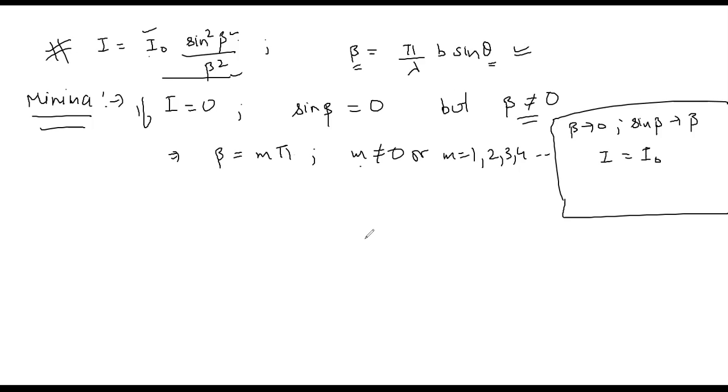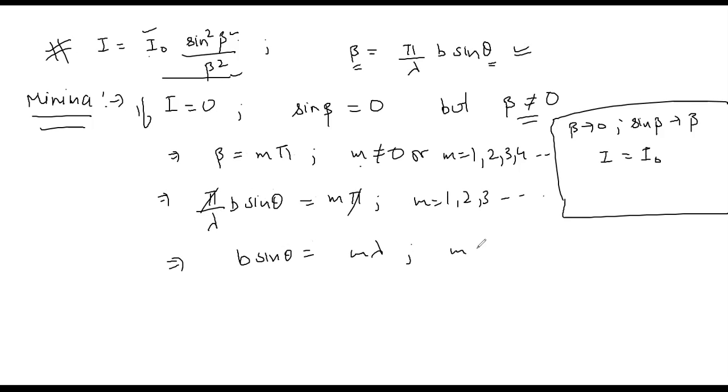Plug in the value of beta, because we would like to finally know at what value of theta we can expect the minimum and at what value of theta we can expect the maximum. So here, if you plug in the value of beta, which is given by this expression, pi over lambda b sine theta is equal to m pi, where your m is equal to 1, 2, 3, and so on. The pi cancels with pi. b sine theta is equal to m lambda, where your m is equal to 1, 2, 3, and so on. From here, a couple of points to notice. This means that your sine theta is equal to m lambda over b.